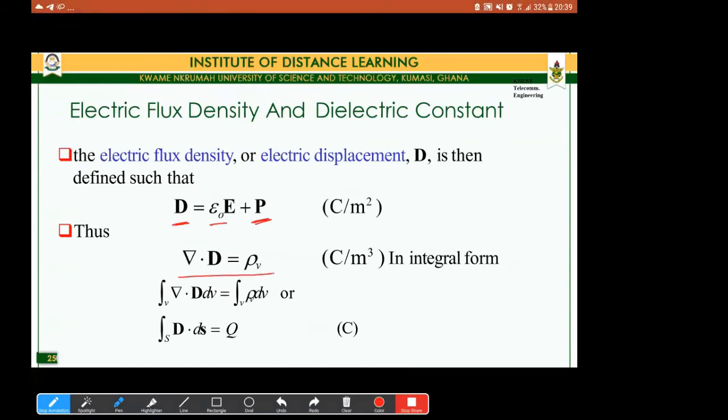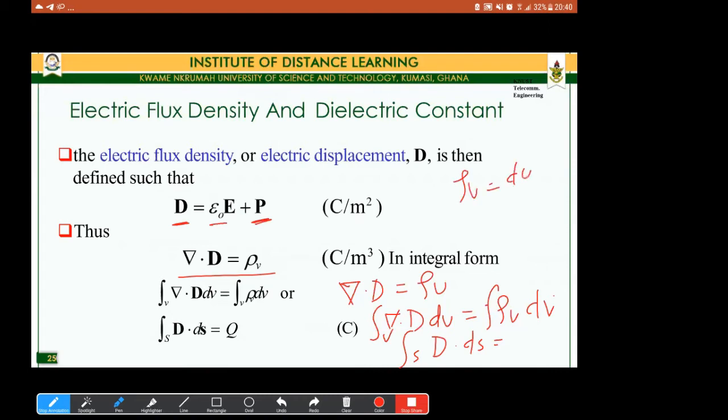So then we have divergence of D equals rho V. And if divergence of D equals rho V, then the integral of divergence of D dV must be equal to what? The integral of rho V dV. And we know that we can change the volume integral to a surface integral, as we saw before. So we have the integral over S of D dot dS, and rho V dV will give you Q if you integrate that, because rho V is actually dQ over dV. So that dQ will be equal to rho V dV. And if you integrate both sides, you have Q equals the integral of rho V dV.